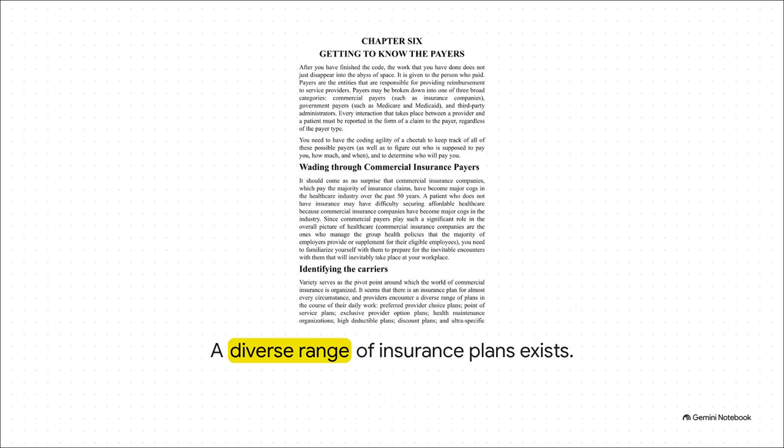Variety is the whole name of the game here. It's the pivot point around which the entire commercial insurance world revolves. I mean, there is an insurance plan for almost every single circumstance you can possibly imagine. Out there in the real world, in your daily workflow, you're going to encounter a massively diverse range of policies. And that's exactly why it is so crucial that you correctly identify not just the carrier who's paying, but the underlying pricing network too. If you don't, you're looking at some seriously painful, unanticipated write-offs.